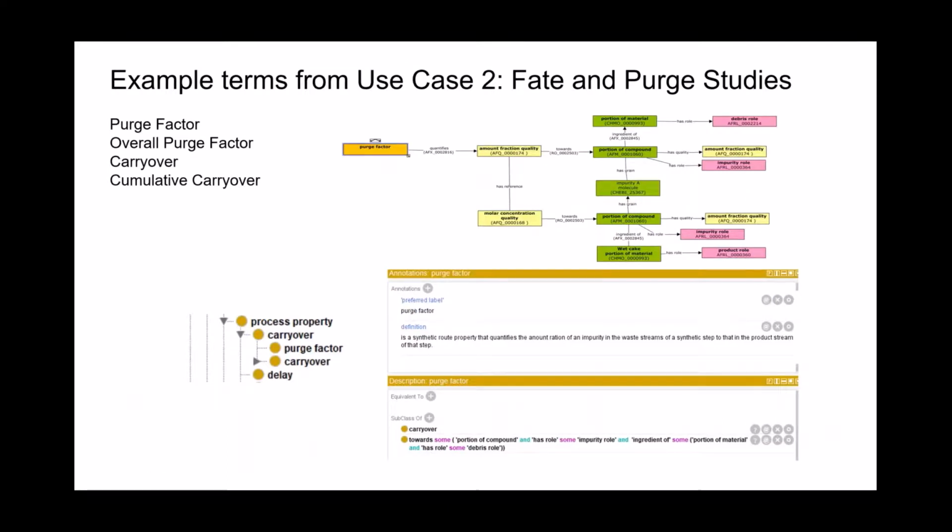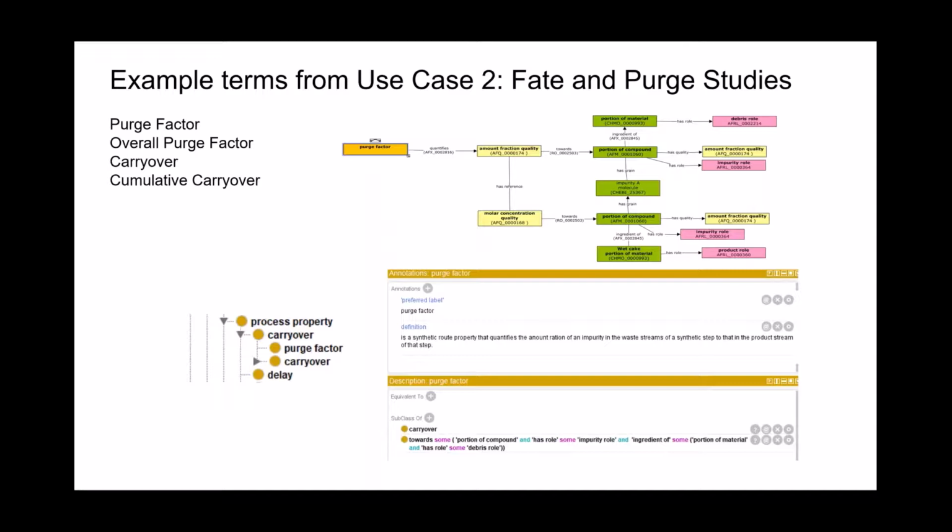So here are four example terms from the fate and purge example workflow. As an example, we're just going to look at the definition of the purge factor term. Again, we didn't find this term in any of the BFO ontologies, so we made a small CMAP representation of the definition that the chemist gave us. It's then encoded into a machine-readable definition.